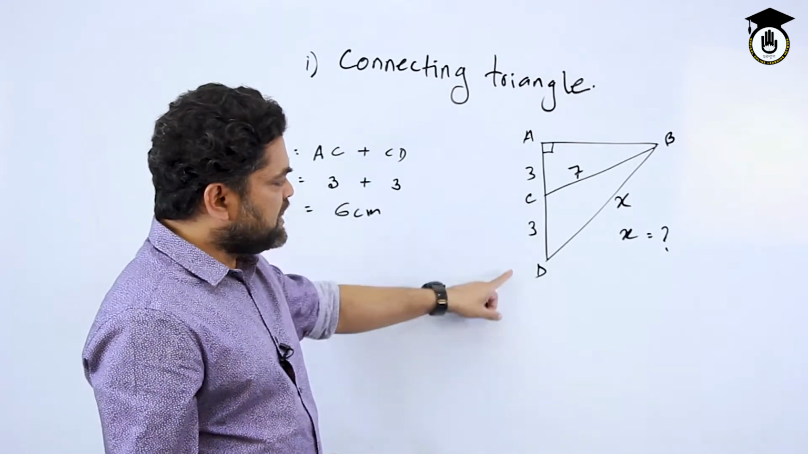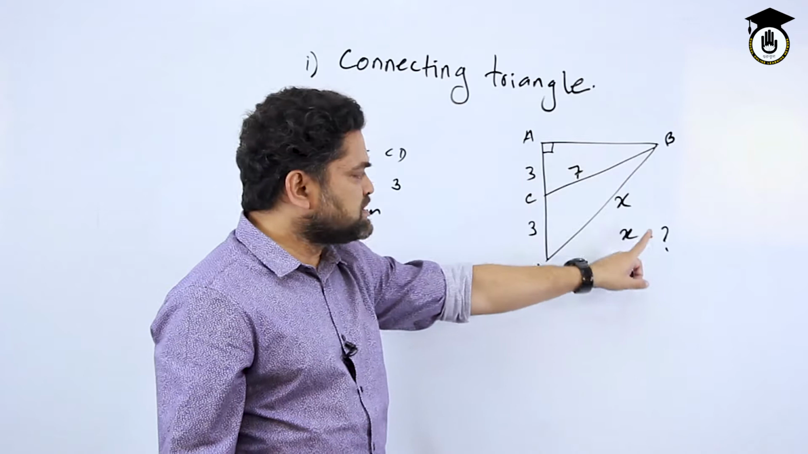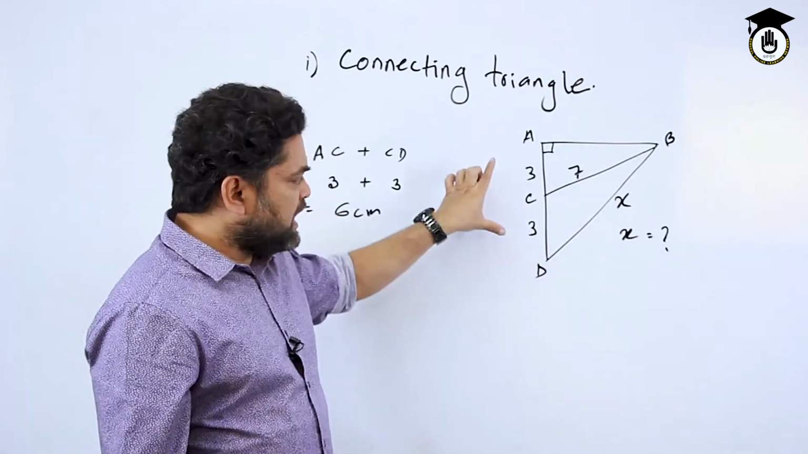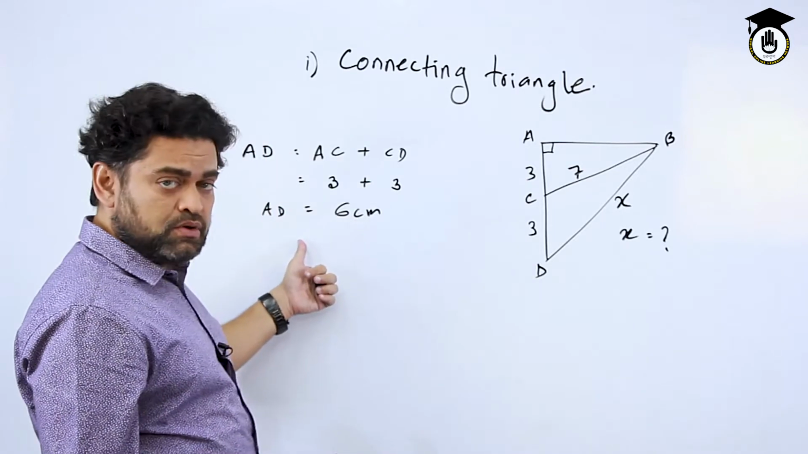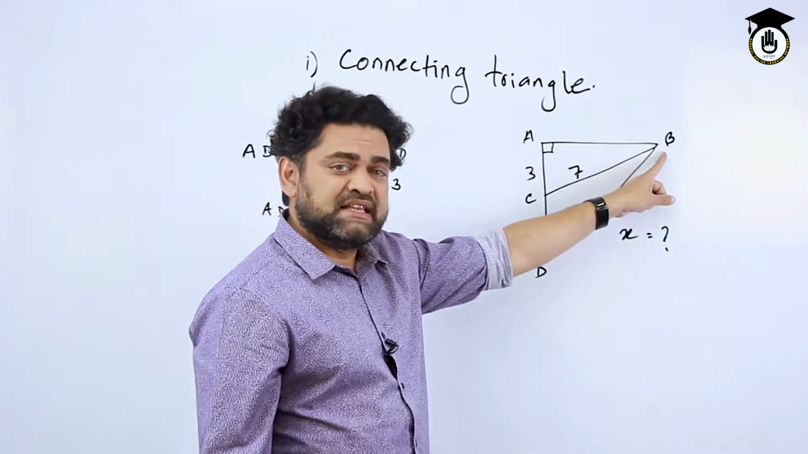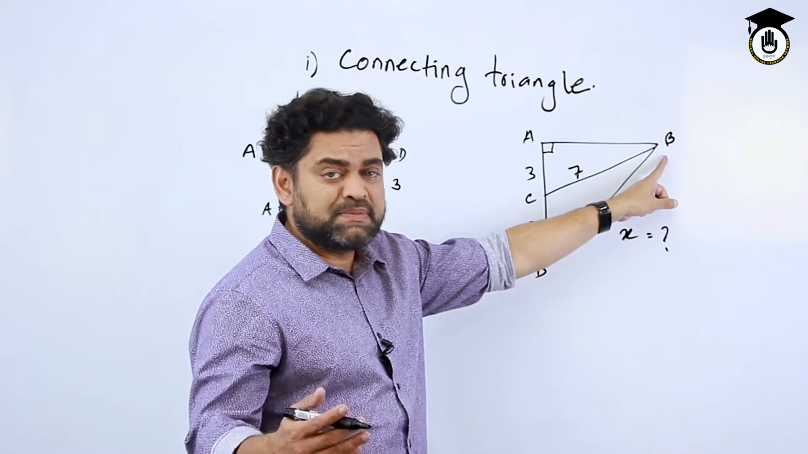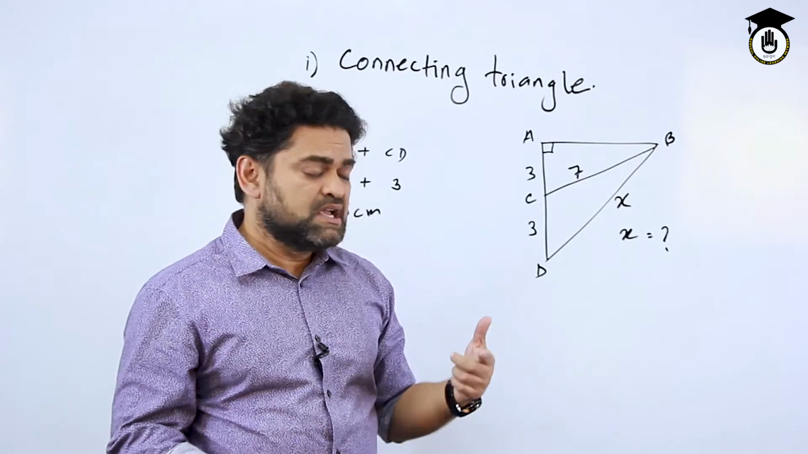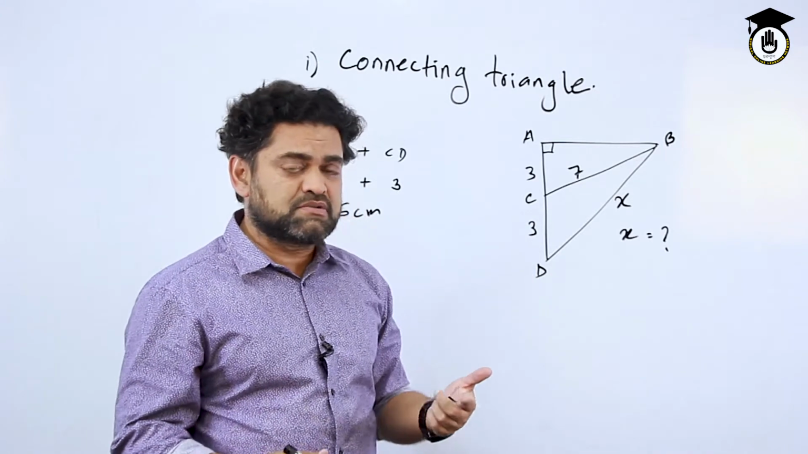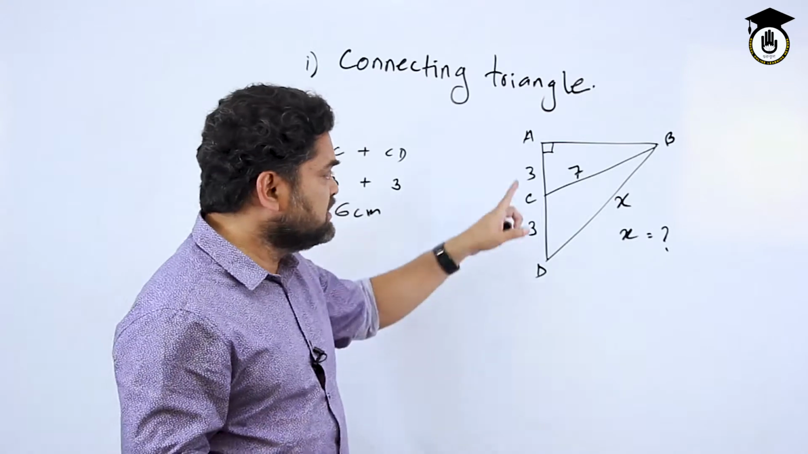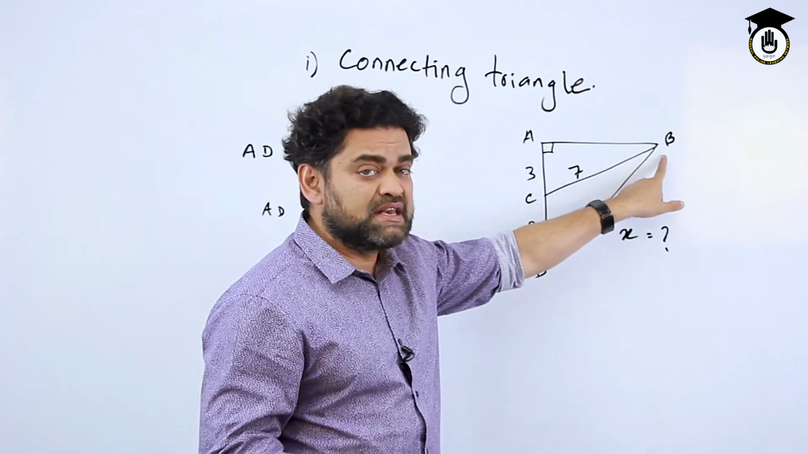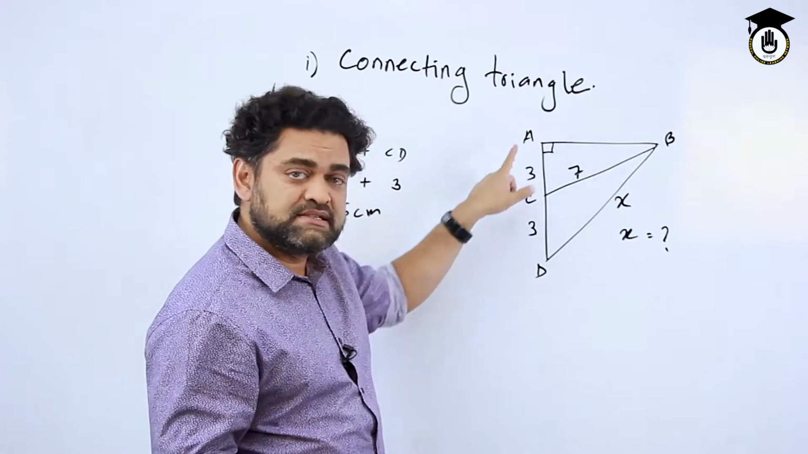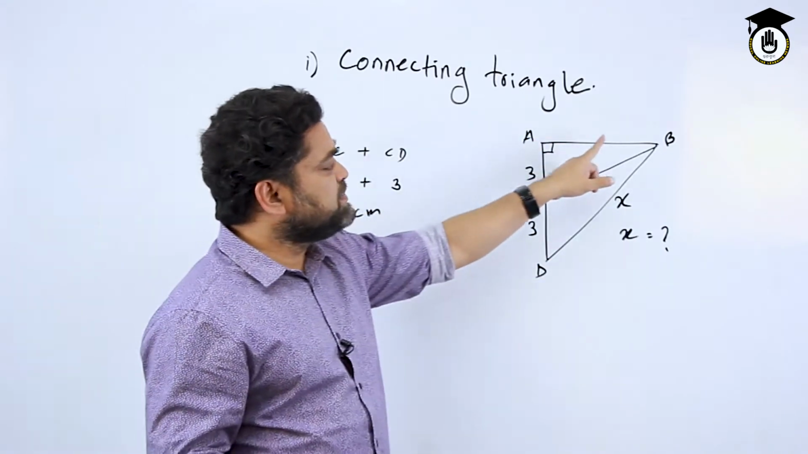I need to find AB too, because to find x in the bigger triangle ADB, I know one side, but the other side, AB, is missing. Regarding the Pythagoras formula, you can see my previous lectures and episodes, so today I will not discuss it. I need to find this x, so I have to find these two sides. One side is given and AB is not given.